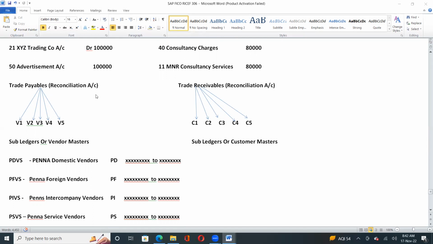Not each vendor. Reconciliation accounts will be created as per the category. For domestic vendors, we are going to give one reconciliation account. For foreign vendors, one reconciliation account. For intercompany vendors, one reconciliation account. For service vendors, one reconciliation account. Clear? Any other questions?